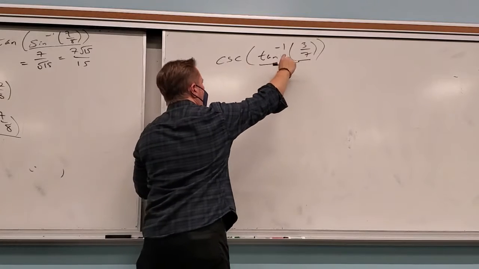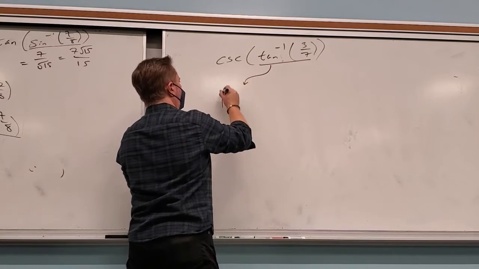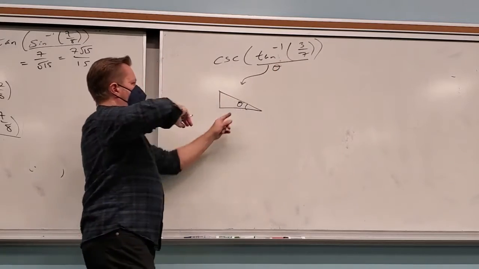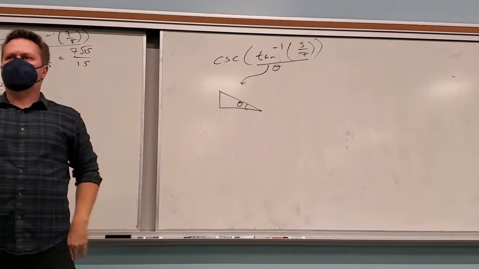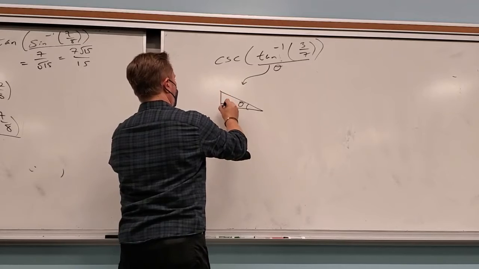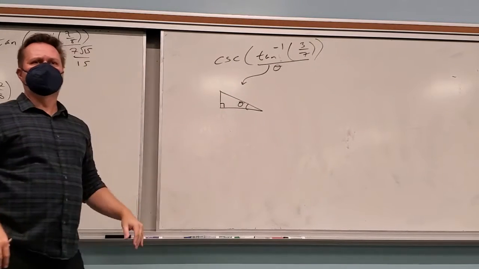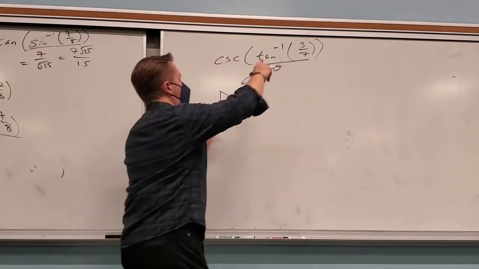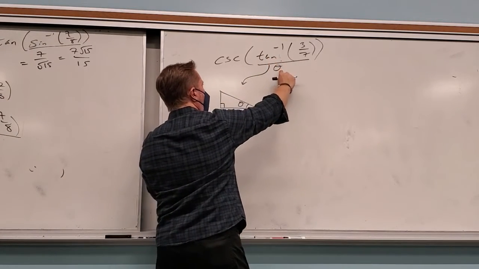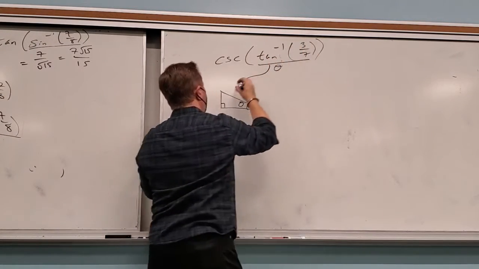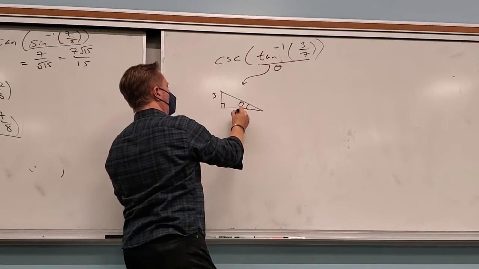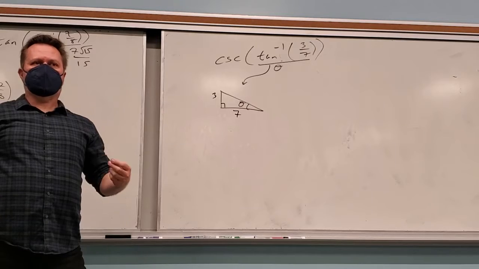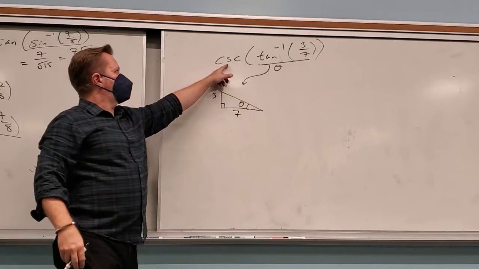Can you draw a triangle based on that angle? I'm going to call it theta for right now. What's the triangle look like? What side is what? Yeah, tangent of the angle is 3/7, so the y side is 3. The x side is 7, right? Tangent's y over x. And what does it want me to figure out? It wants me to figure out cosecant.